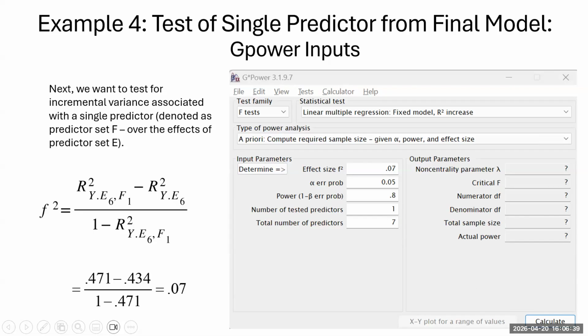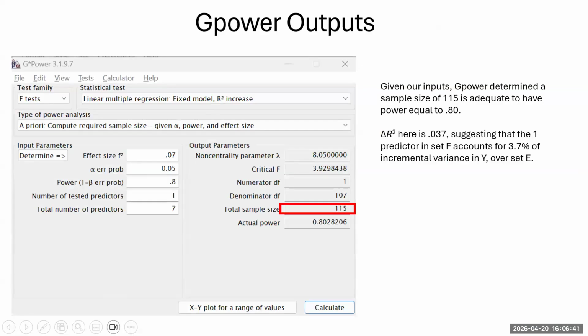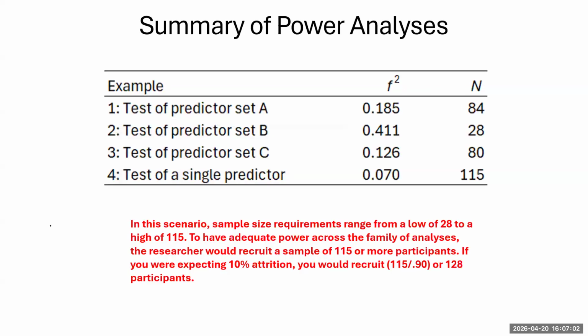If we hit calculate, GPower is going to generate our sample size, which in this case is 115. So that's telling us to detect an R squared change of 0.037, or 3.7% of incremental variance associated with a single predictor over a base model with 6 predictors. We need 115 participants in order to have power equal to 0.80.